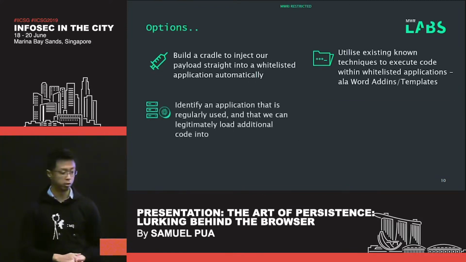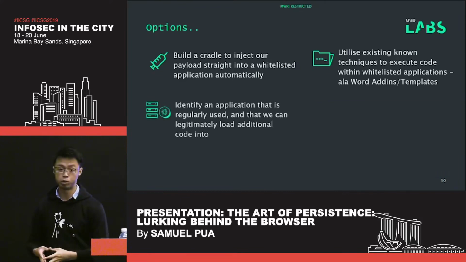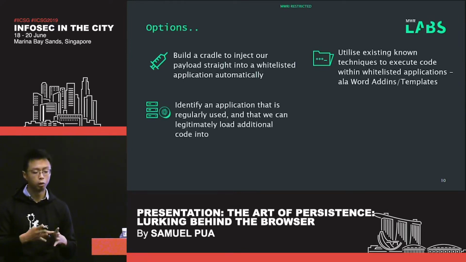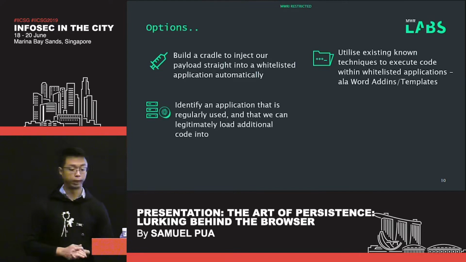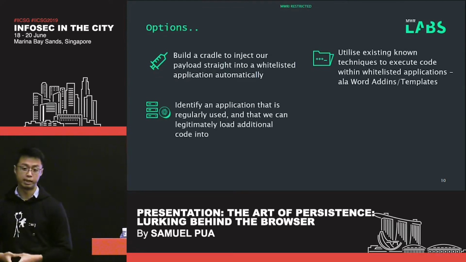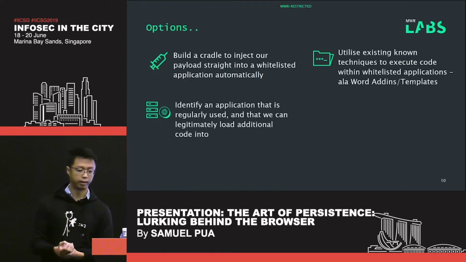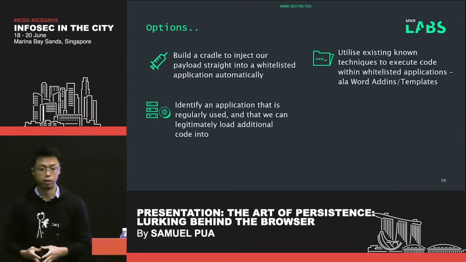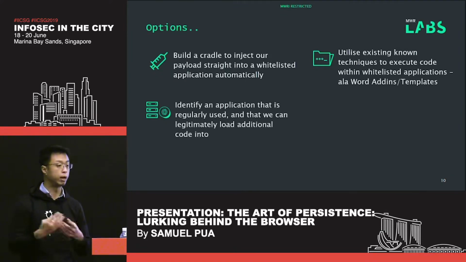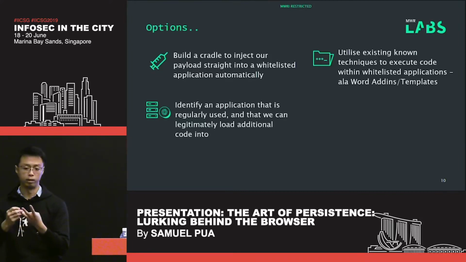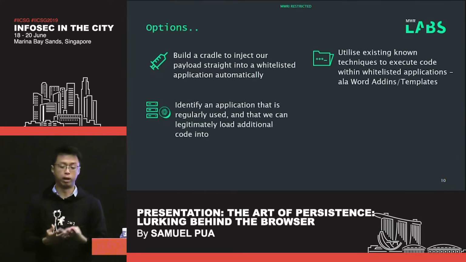The last technique we considered is to identify an application that is regularly used and that is able to load additional code. We can put our custom code into there and load our payload through this application. The advantage is it's less well known, it's more customized, and it is less likely to be detected. The disadvantage is that it requires prerequisites: this application needs to be whitelisted, be able to make outbound network calls, and be able to load the payload that we want in our way.